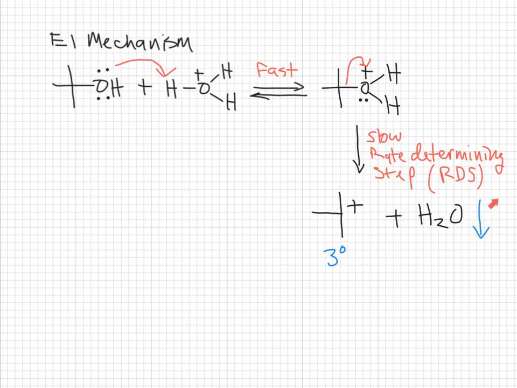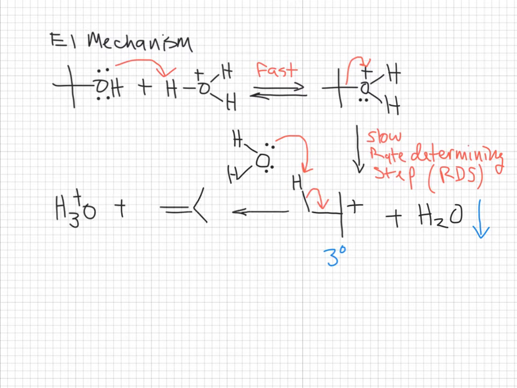Water can be removed to drive the equilibrium according to Le Chatelier's principle. Removal of an adjacent proton generates the product alkene as well as hydronium ion. Hydronium ion, which is the acid source, is therefore a catalyst.